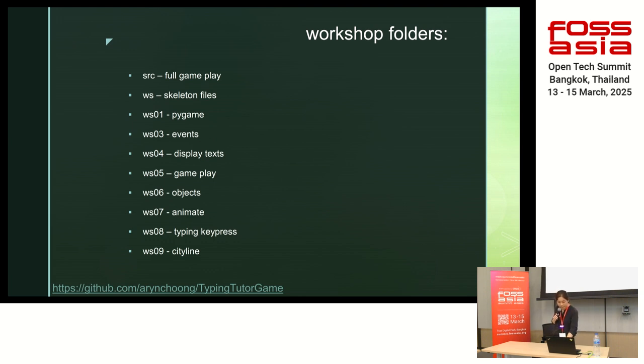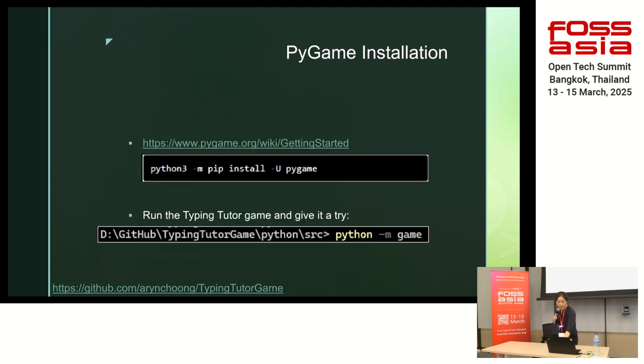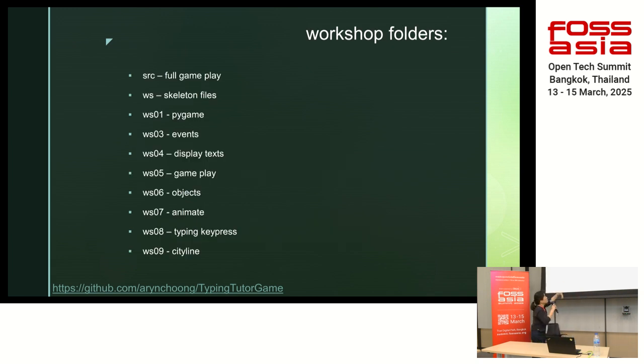You can see this is what we'll go through: how to install Pygame, how to create events in the game, how to display the text on your game screen, the gameplay itself, the different objects that we put in, how to animate, how to detect the typing key presses, and of course, how we build our city line. Questions? Am I going too fast?